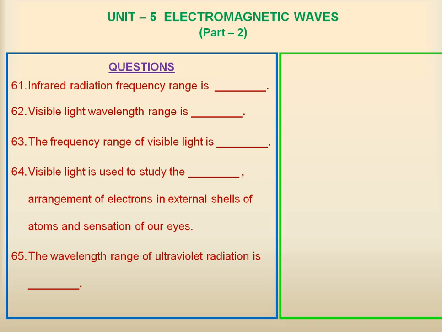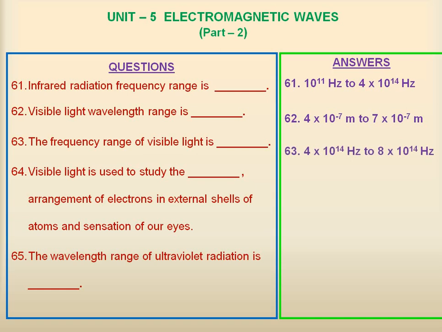Now we are going to see the answers for the question number 61 to 65. Infrared radiation frequency range is 10 power 11 Hz to 4 into 10 power 14 Hz. Question number 62. Visible light wavelength range is 4 into 10 power minus 7 meter to 7 into 10 power minus 7 meter. Question number 63.